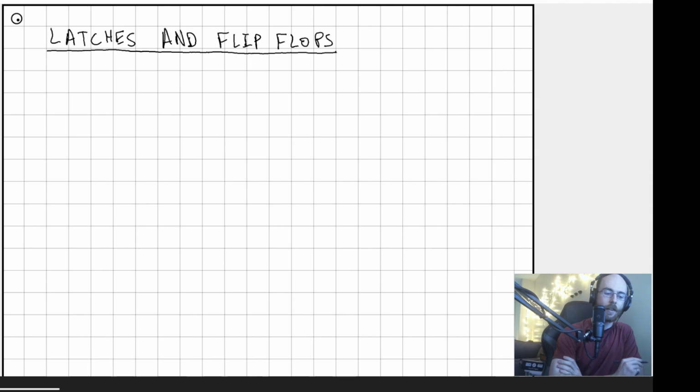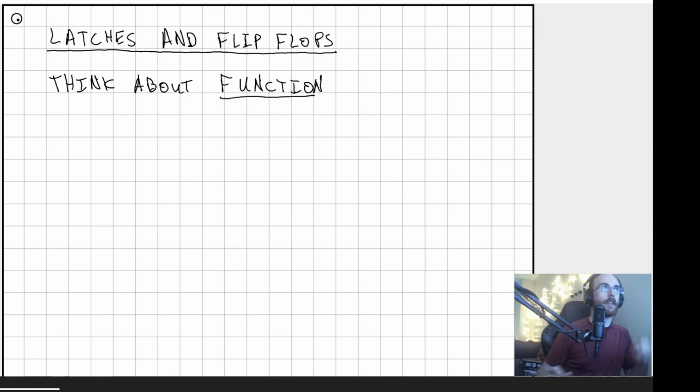And to do this, the first thing that I want to make sure you guys know before we get into the rest of this is to think about the function over memorizing the details. So think about function. Okay? Think about the function over everything else. Because if you can understand the function of these memory elements, all the rest of it's going to come naturally.